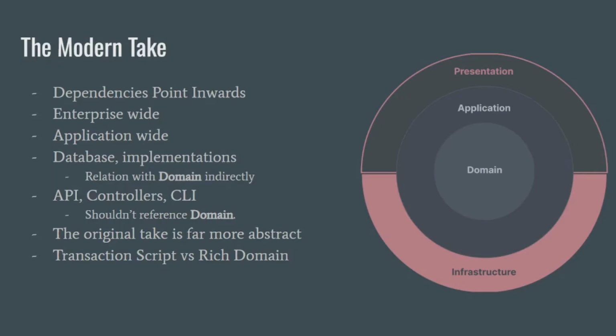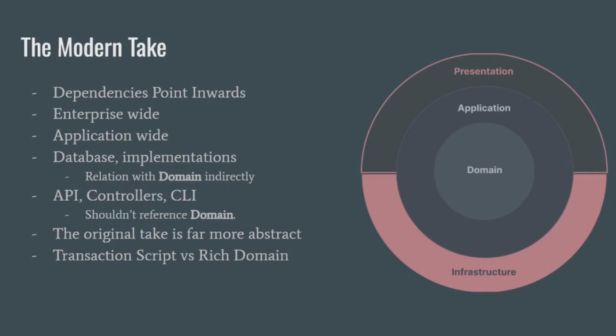Then, if we look at the domain layer, this layer is also known as the entities layer if you look at the original diagram of Uncle Bob. And this layer's responsibility is to define entities which contain enterprise-wide business logic. This means that you should be able to take this domain layer and use it everywhere.